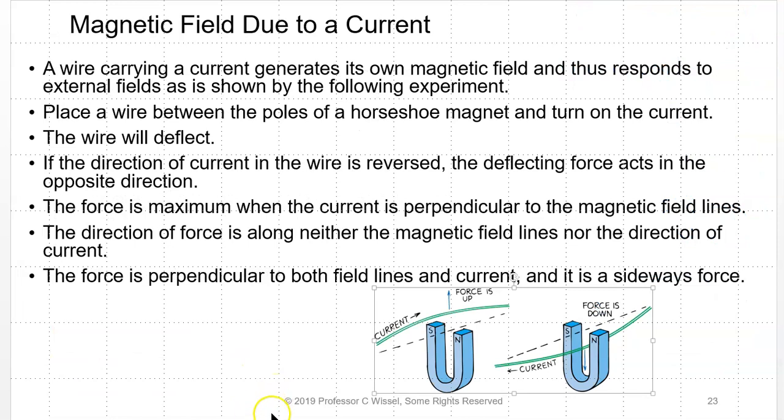A wire carrying a current generates its own magnetic field and thus responds to external fields, as is shown by the following experiment. You put a wire between the poles of a horseshoe magnet and turn on the current. The wire will deflect in one direction, up in this case. If the direction of the current in the wire is reversed, then the deflecting force will act in the opposite direction and the wire will deflect down. The force is a maximum when the current is perpendicular to the magnetic field lines. The direction of the force is along neither the magnetic field lines nor the direction of the current. The force is perpendicular to both the field lines and the current, and it is always a sideways force.